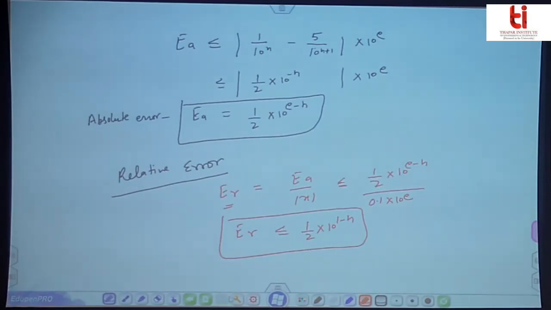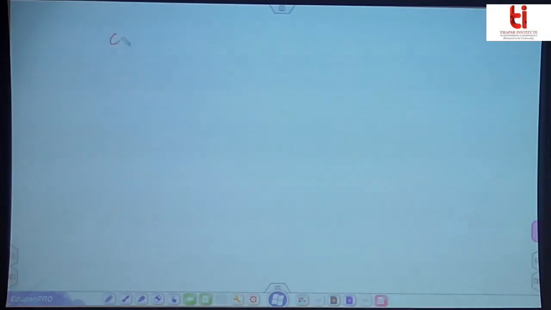So if you compare, whenever a n plus 1 is less than 5 or greater than 5, in both the cases we are having absolute error 1 by 2 into 10 raised to power e minus n, relative error 1 by 2 into 10 raised to power 1 minus n. So whenever we are using chopping, then absolute error is what? Less than equal to 10 raised to power e minus n. And relative error is less than equal to 10 raised to power 1 minus n.